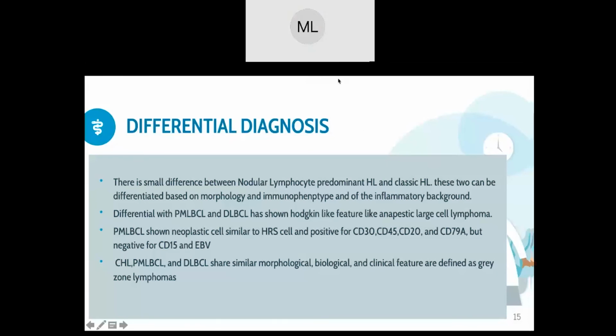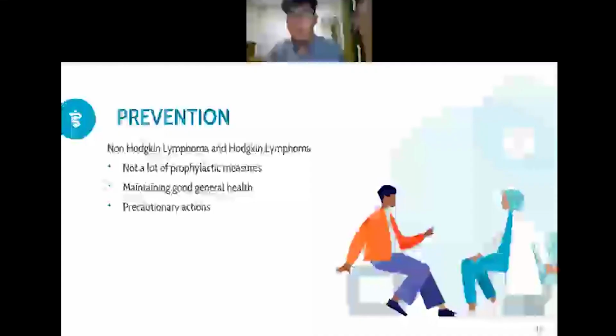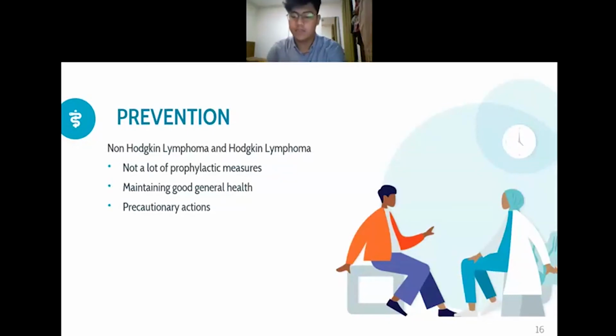Prevention. There are not a lot of prophylactic measures to prevent both types of lymphoma. At the very least, the general populace should maintain good general health and take precautionary actions such as eating a balanced diet and washing hands regularly.